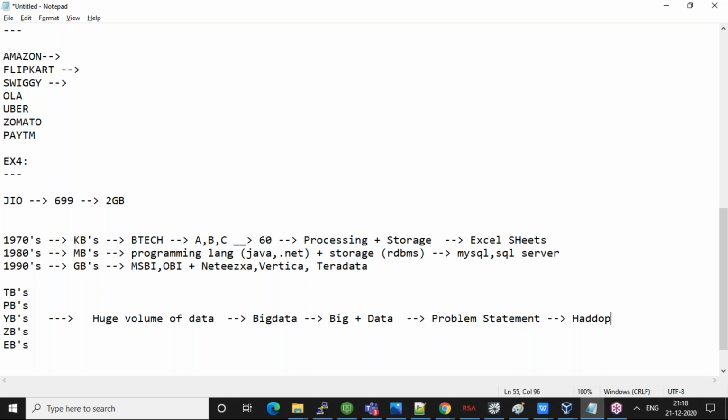Okay, guys. So is it clear what is big data and what is Hadoop? Big data is nothing but big plus data, that is equal to a huge volume of data. And this huge volume of data, we call it big data. This is not a technology. This is not a programming language. This is a problem statement. For this problem statement, what is the solution? The solution is Hadoop.